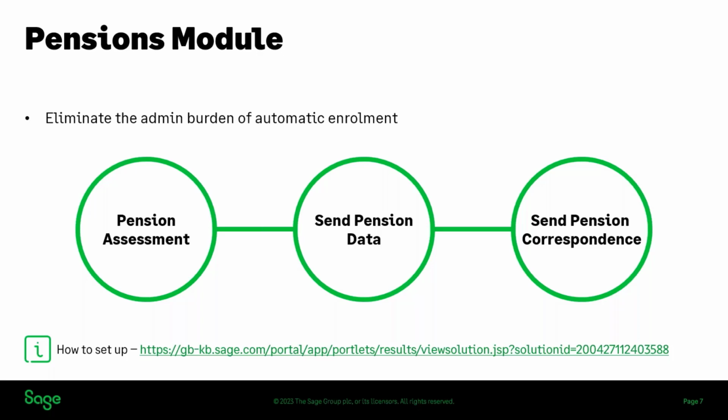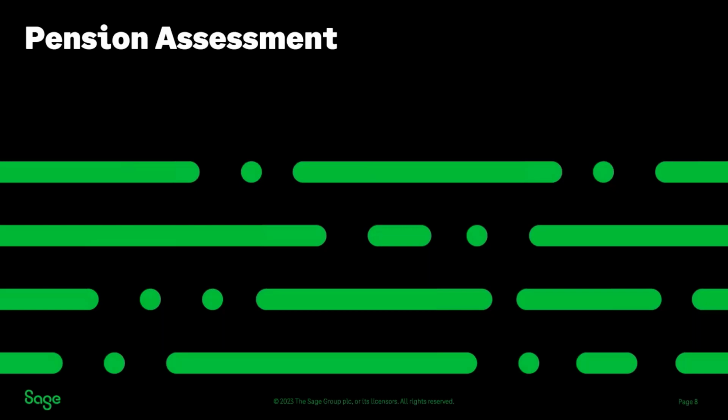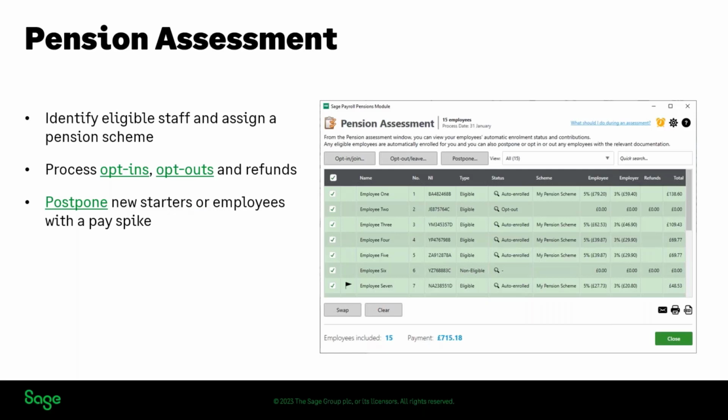So we're going to go into some demonstrations next. The first thing I want to show you is the pension assessment option. The main task here is identifying eligible staff and ensuring that they are assigned a qualifying pension scheme. But it is also used to process opt-in and opt-out requests, including refunds for employees that opt out within a month of enrolment. It can be used to apply postponement, which can be used for new starters, employees who have a pay spike, or the first time an employee becomes eligible. We're going to try and show you all of those different things in the demo.